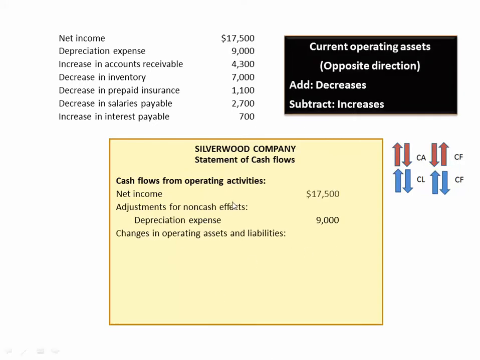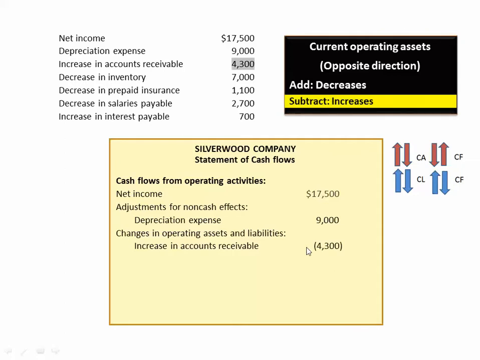Okay, that was the first portion of the operating activities. The second portion is changes in operating assets and liabilities. Said differently, this is your changes in current assets and current liabilities. Increase in accounts receivable. Okay, let's go to my diagram here. Accounts receivable is a current asset. If we have an increase, we will have a decrease in cash flows. If this current asset decreased, we would have an increase. See the inverse relationship here? So increase in accounts receivable, we're going to have a decrease in cash flow, so we're going to subtract it.